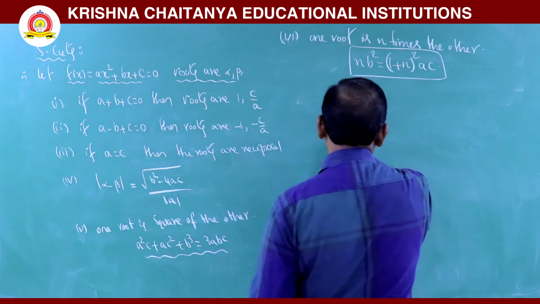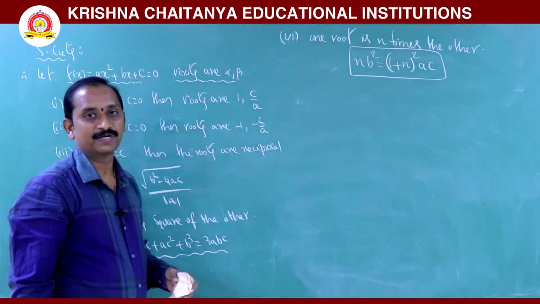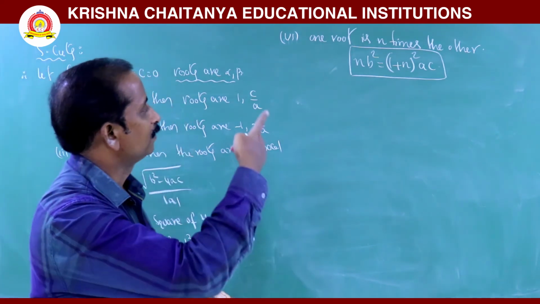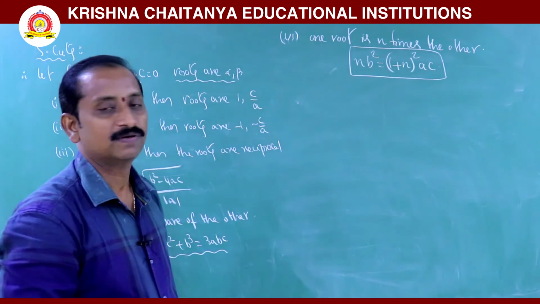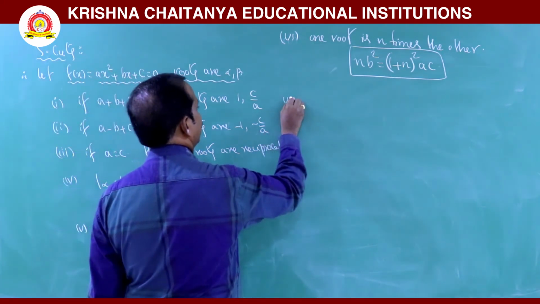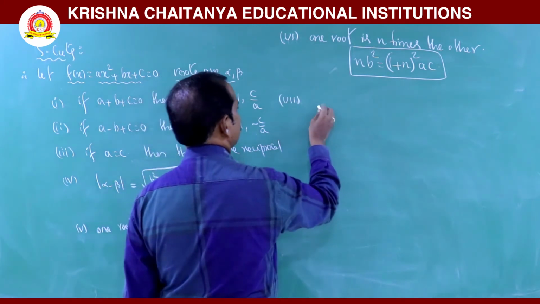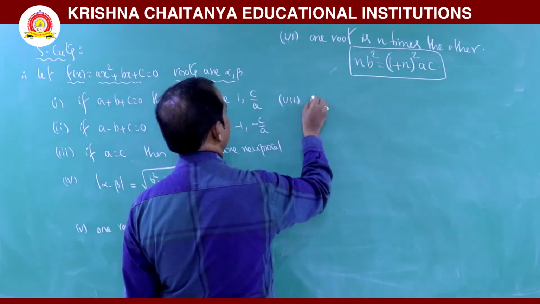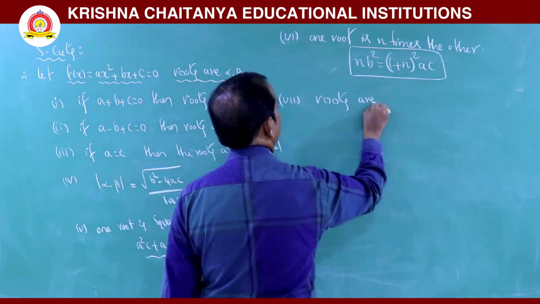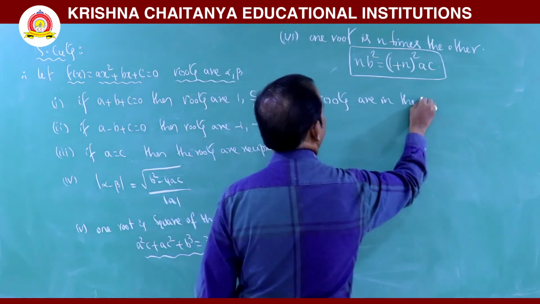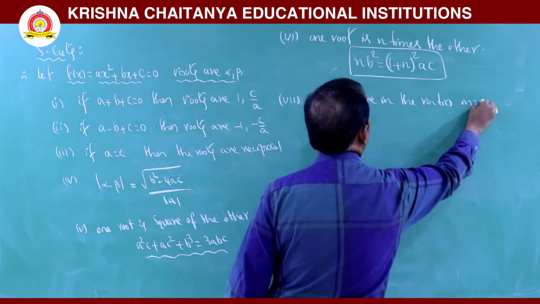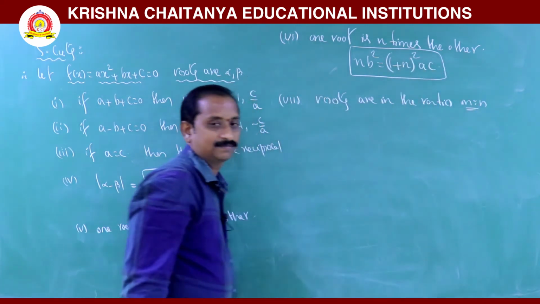When in the problem one root is twice the other, one root is thrice the other, one root is 4 times the other, whatever it may be, you can apply that condition n b square is equal to 1 plus n whole square into ac. Now in a similar manner we can apply one more, that roots are in the ratio m is to n. Then what is the condition?